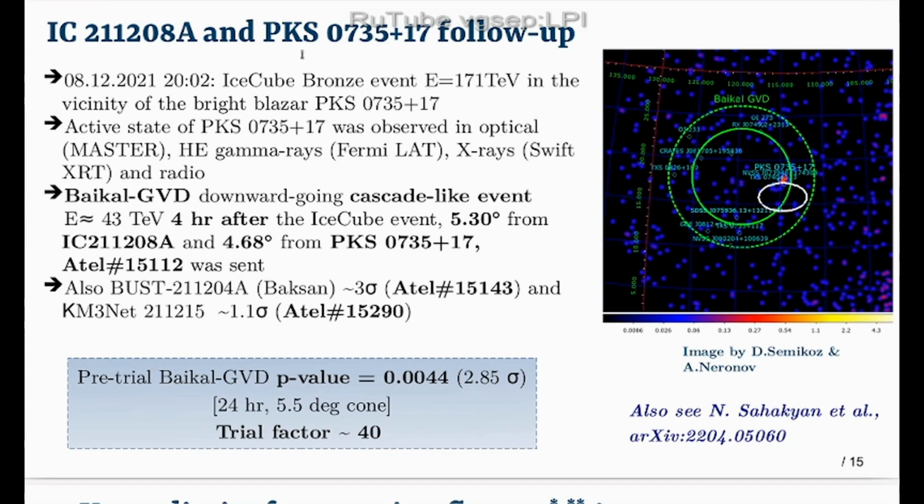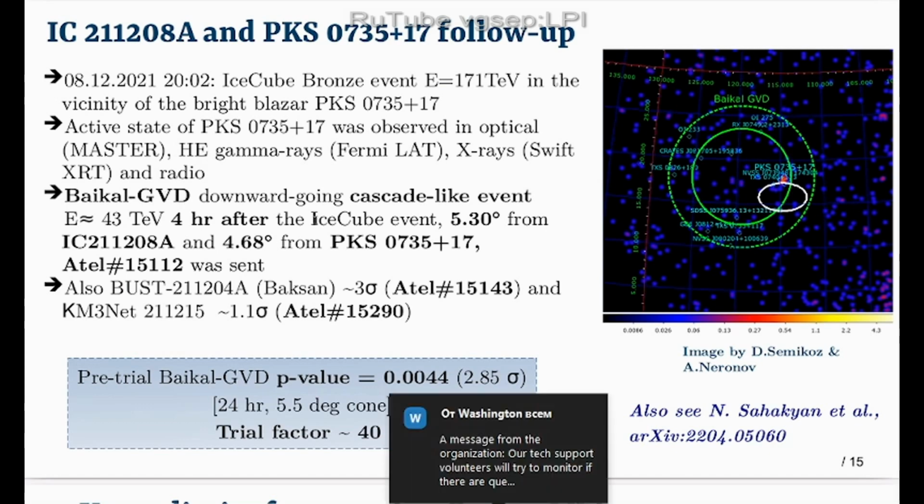On this date, an IceCube Bronze event was observed with energy 171 TeV in the vicinity of the bright blazar PKS 0735+17. Secondly, an active state of this blazar was observed in optical, gamma rays, X-rays, and radio ranges. Thirdly, the Baikal Gigaton Volume Detector observed a downward-going cascade-like event with energy 43 TeV.